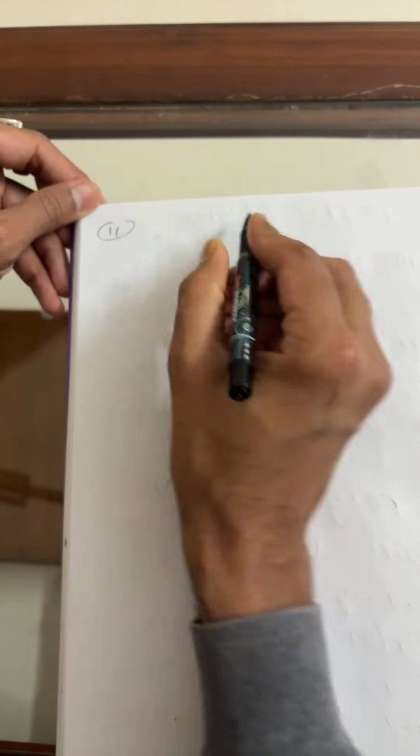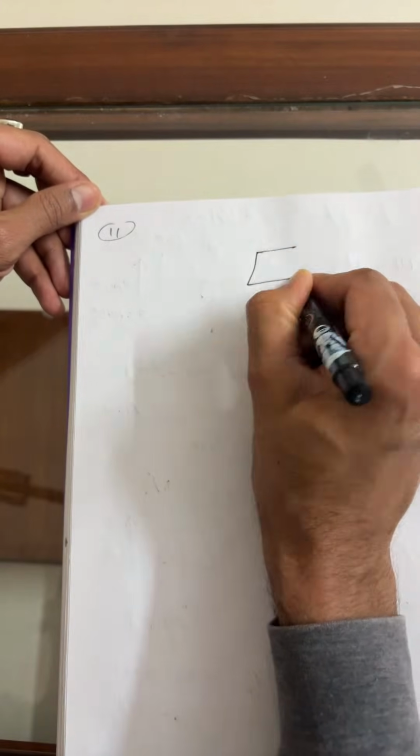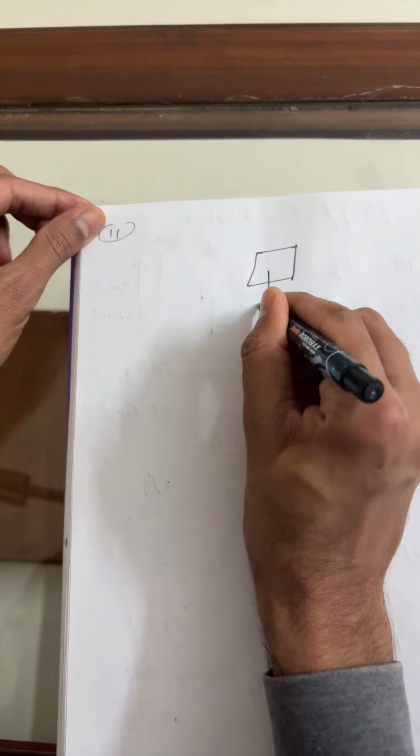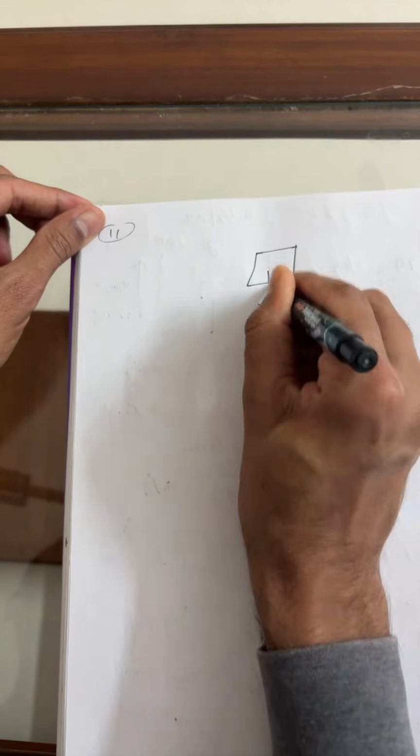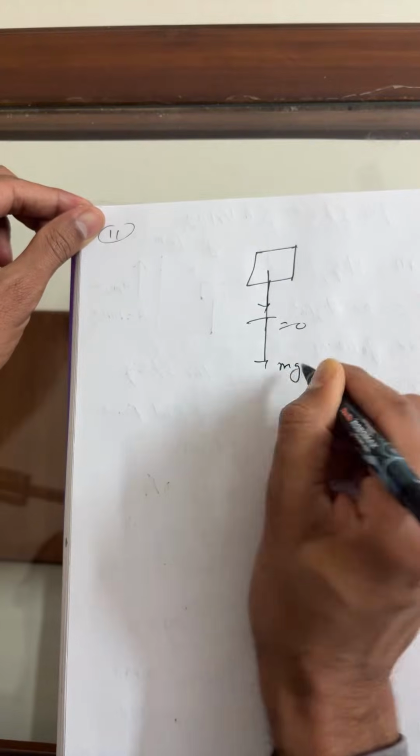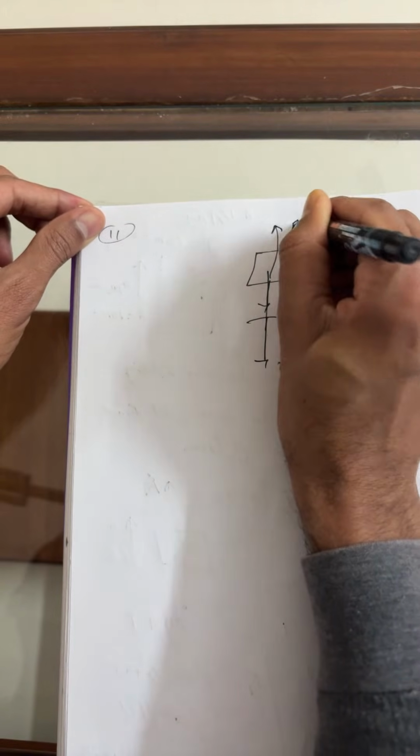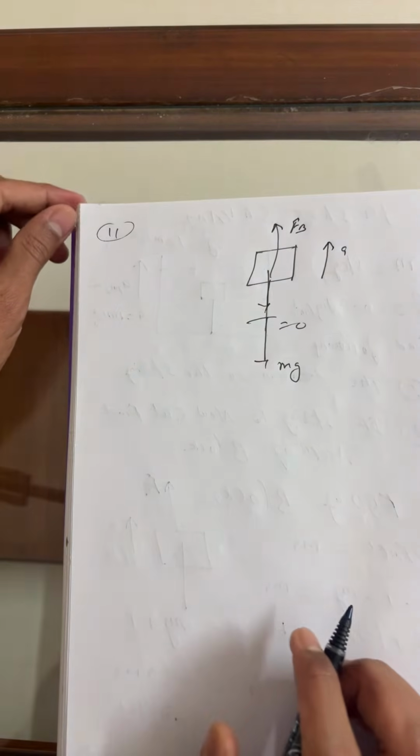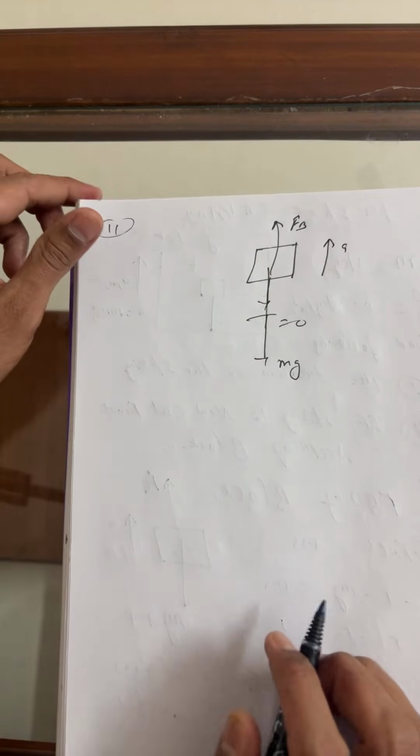Now, beta, in part 2, what does it say? A string is cut. Then we have to find the acceleration. For this condition, the tension is 0. This is mg, and this is the buoyancy force. The system's motion remains upward. So what can you write here?